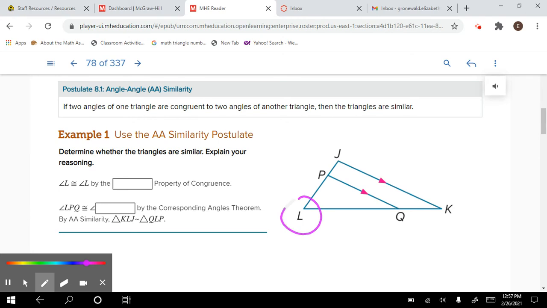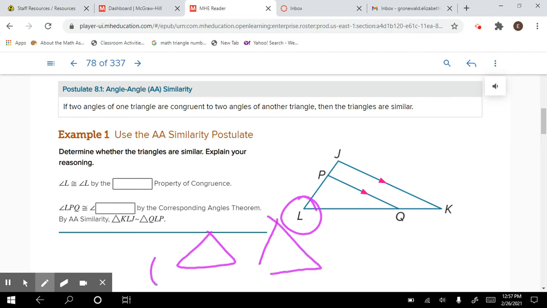The first thing that I see is the angle L in the corner. If I was to draw these two separately, they would both have L here and here. So no matter what, this bottom corner angle has to be the same. So there's one of my A in angle-angle similarity. I just have to find another one.